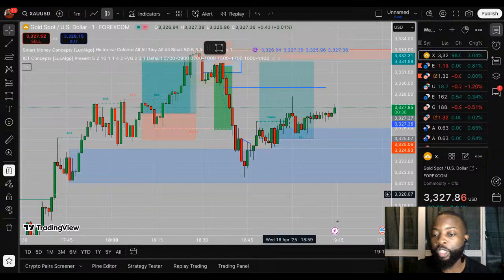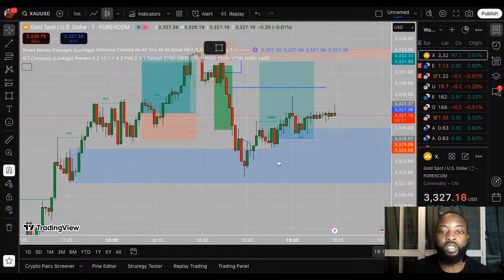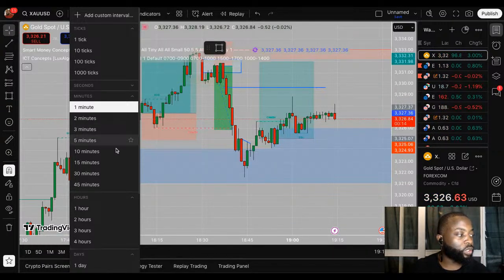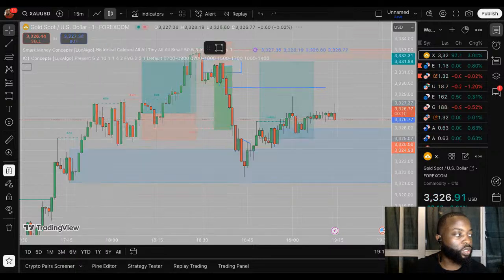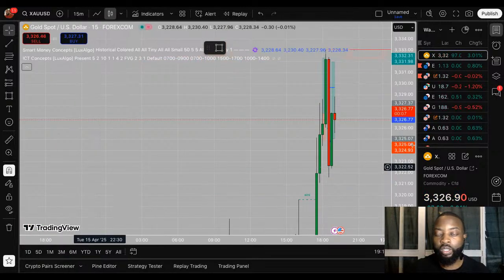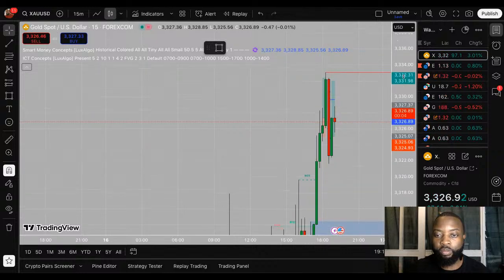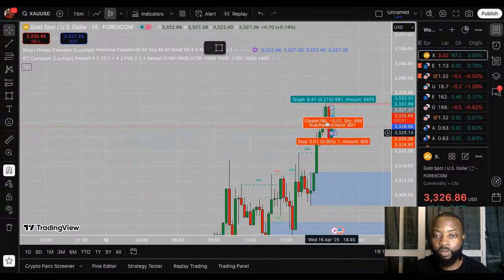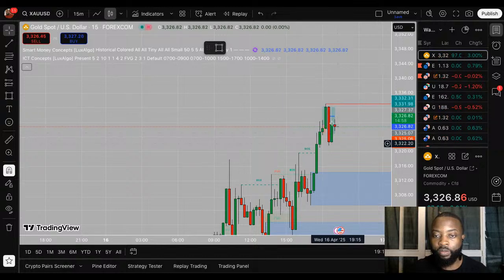Okay, let me check what time it is. Okay, so this is still fine. The 15-minute candle is about to close. Let me see what's happening in the 15-minute time frame. Okay, the 15 minutes is giving me an engulfing here. It went in, retest.